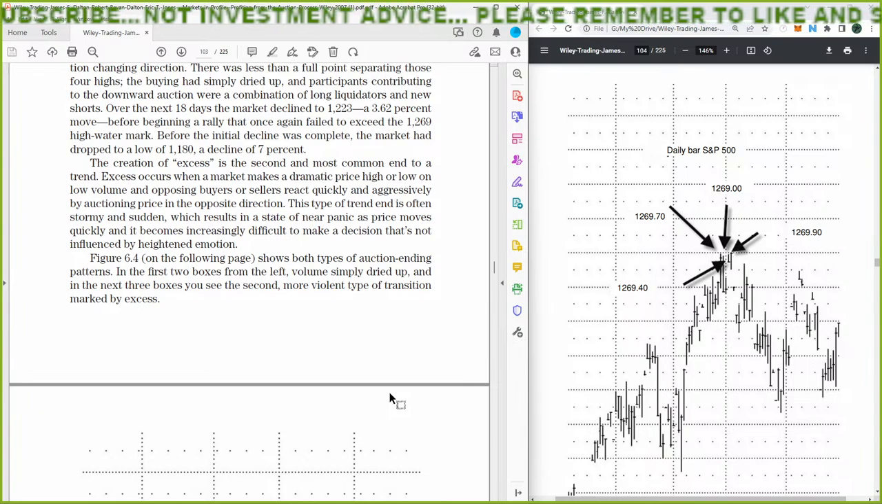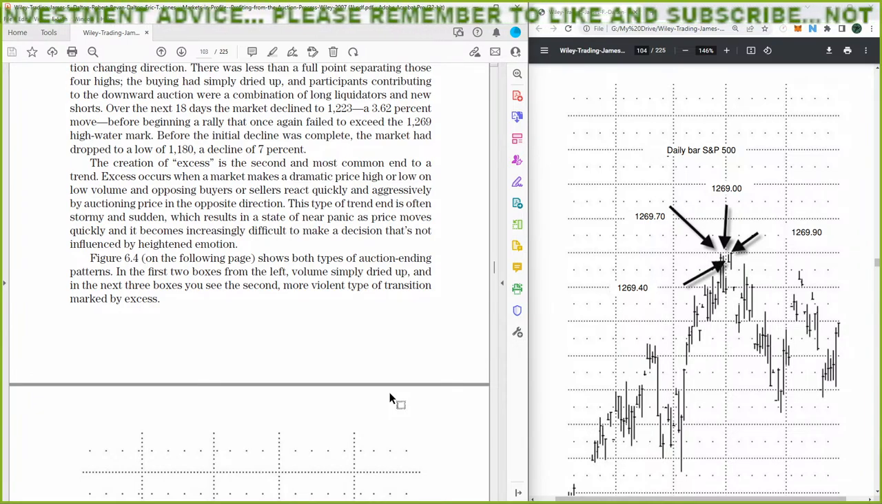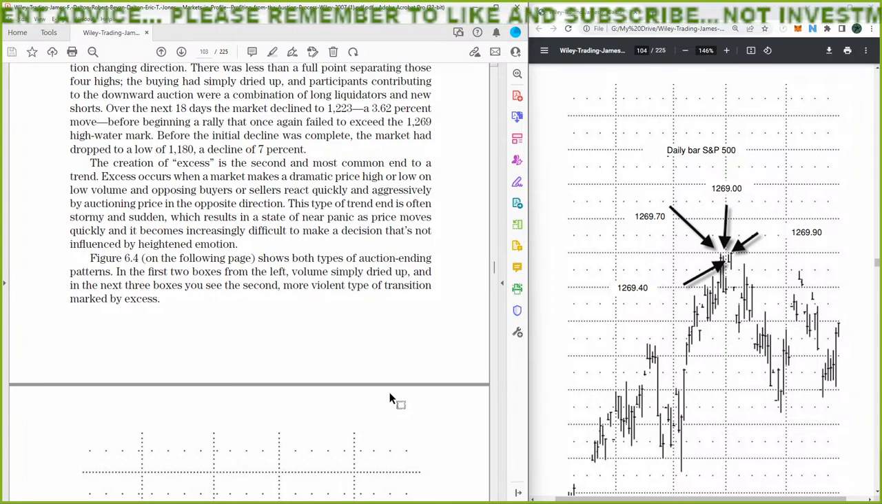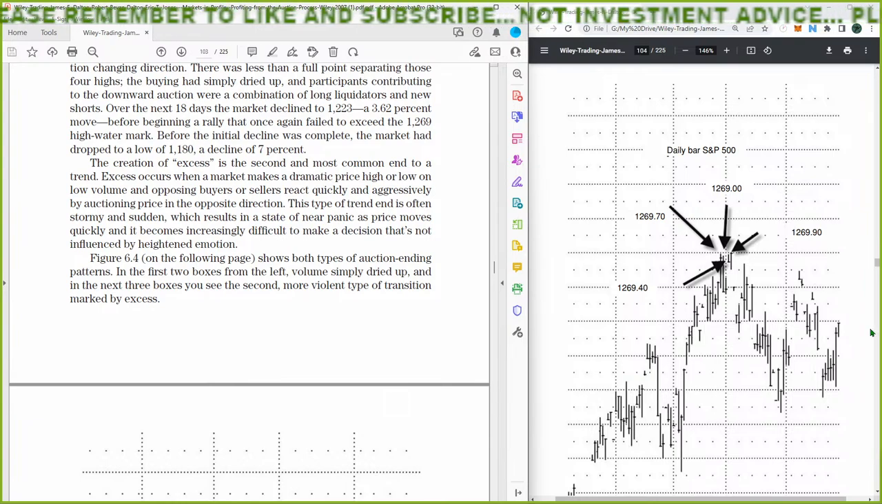This type of trend end is often stormy and sudden, which results in a state of near panic as price moves quickly and it becomes increasingly difficult to make a decision that's not influenced by heightened emotion.